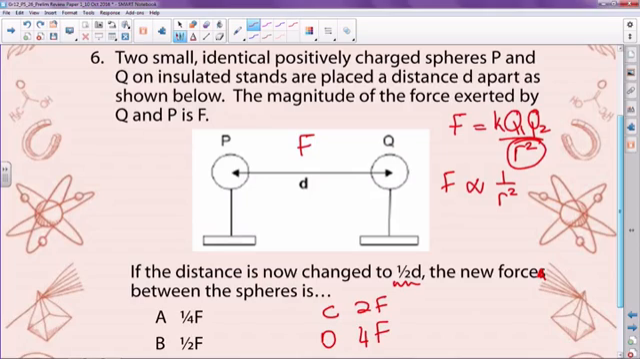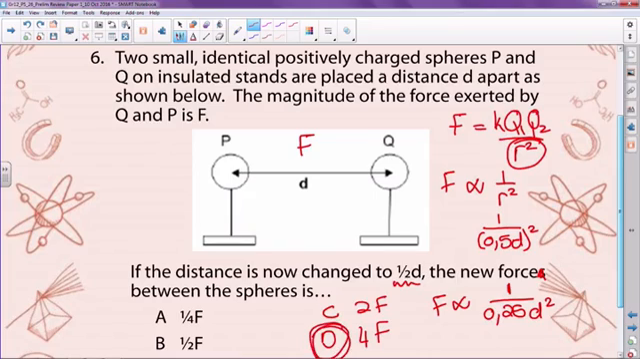So now if I halve the distance, this becomes 0,5 and it's d squared, don't stress about that. Actually, that's 1 over 0,25 d squared. Now, if I put 1 over 0,25 in my calculator, that gives me 4. Because 1 divided by 0,25 is 4, that tells me my force is going to become 4 times bigger. The answer is D.